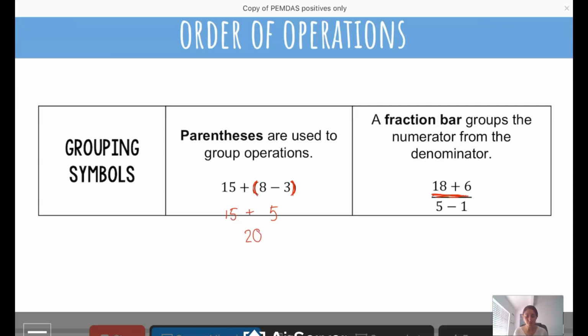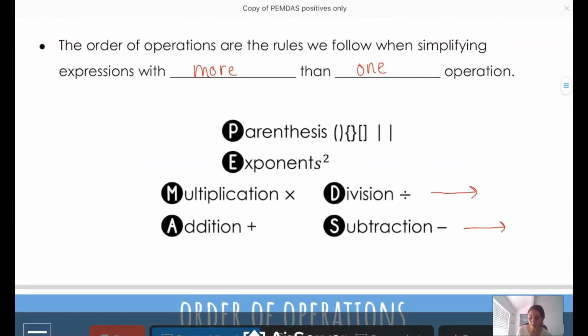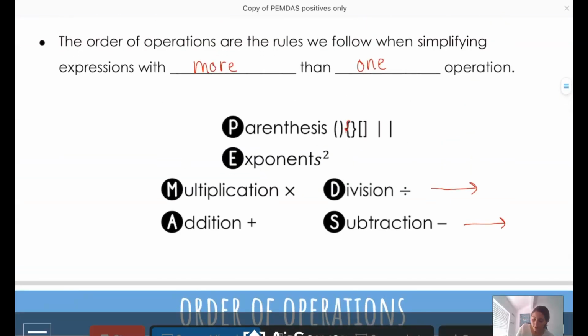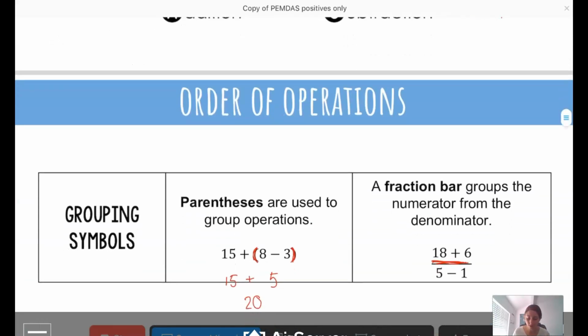Other grouping symbols include braces, brackets, and of course, absolute value bars. Okay, so absolute value bars are grouping symbols and get treated like parentheses where we have to simplify everything inside them before we move on with our other operations.